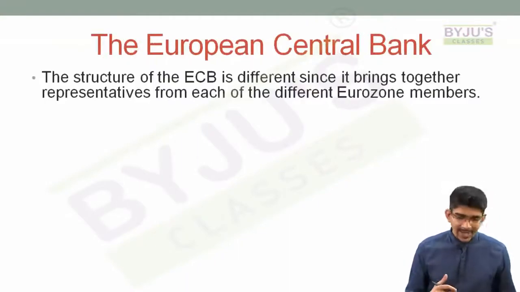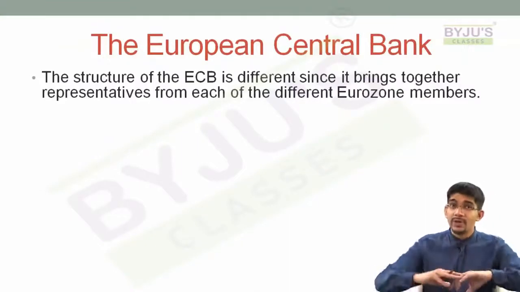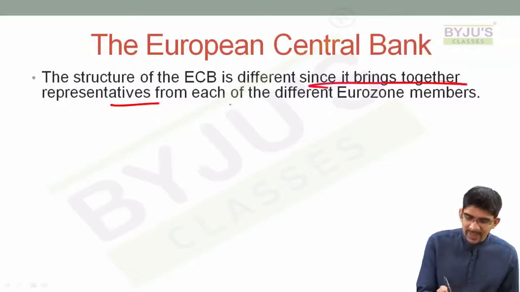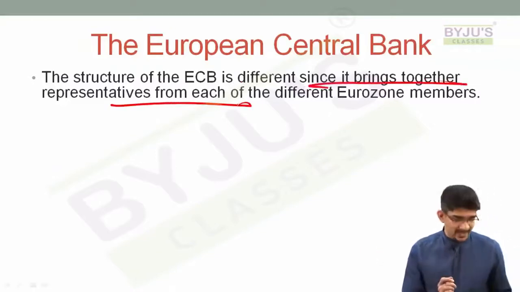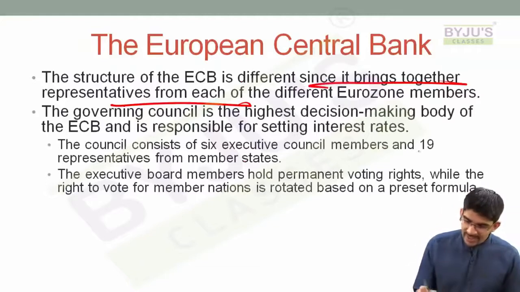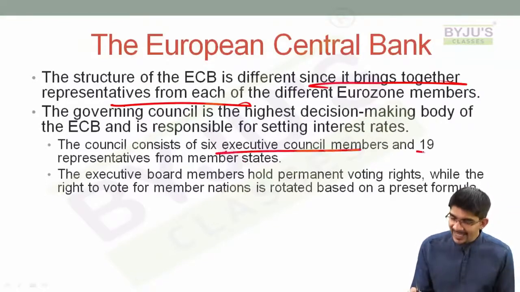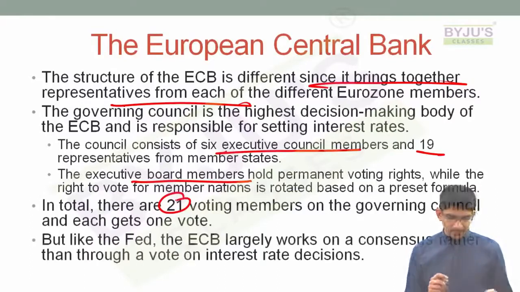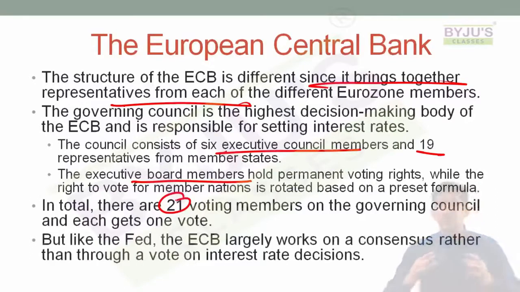Now, the European Central Bank is slightly different and a more complex one because it's for the entire Eurozone. It brings together representatives from all the different Eurozone nations. There the council consists of 6 executive board members and 19 representatives. The executive board members have permanent voting rights. So a total of 21 voting members, each of them gets 1 vote. Here also it is mostly consensus based, even though voting is taken. So they try to achieve consensus and that is how policy decisions are taken.